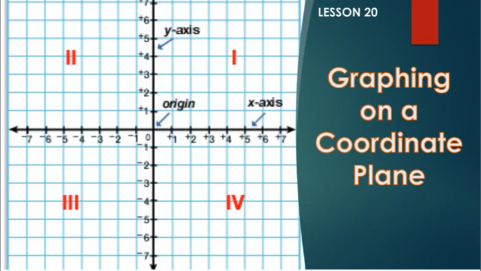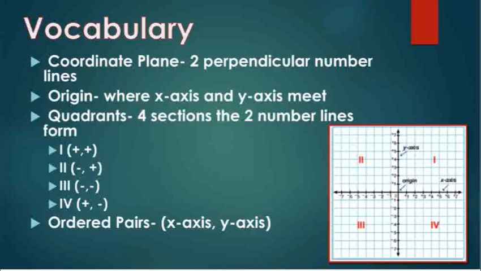Lesson 20, graphing on a coordinate plane. So here on the picture you can see I have a coordinate plane. It's made up of two axes. You have that y-axis and the x-axis. And the center part is the origin. That's where 0, 0 is located. And we have the different parts of the quadrant. And so I'll look at those now.